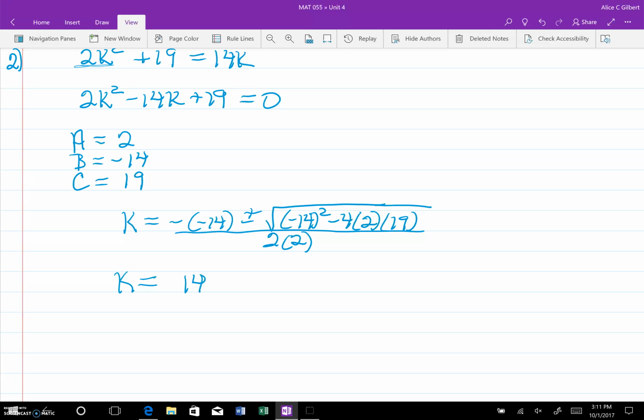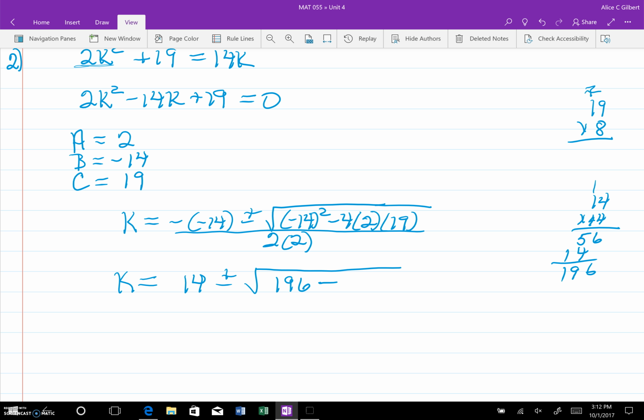Negative times a negative is a positive, plus or minus. Again, negative times a negative is a positive, and I don't know what 14 squared is, believe it or not. I seem to know all the others, but I don't know this one. That's 16, that's 5, that's 4, 196. And now I've got negative times a positive, so that's going to be a negative. And I've got 19 times 8, because 4 times 2 is 8, so that's 152 over, and 2 times 2 is 4.